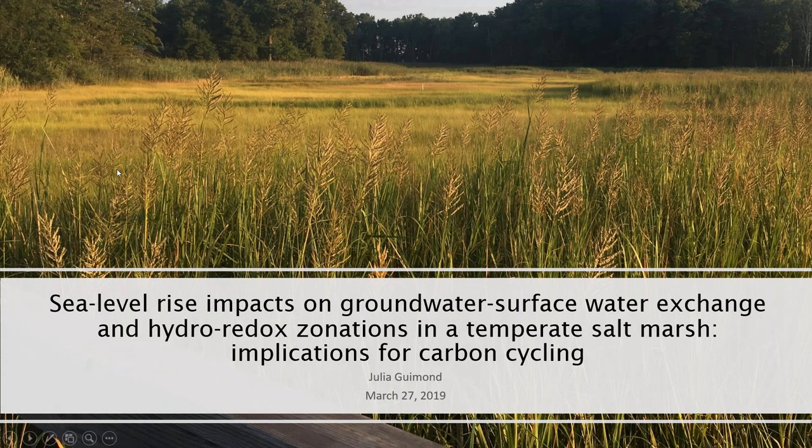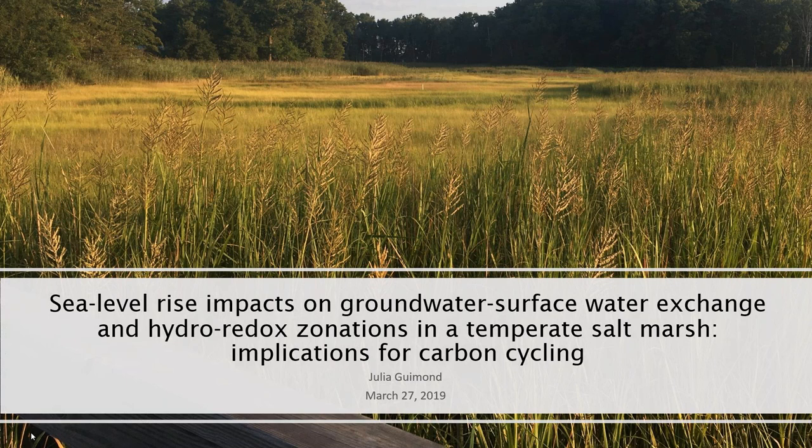Okay, so today I'm going to present my work titled Sea Level Rise Impacts on Groundwater Surface Water Exchange and Hydro Redox Zonations in a Temperate Salt Marsh, Implications for Carbon Cycling.